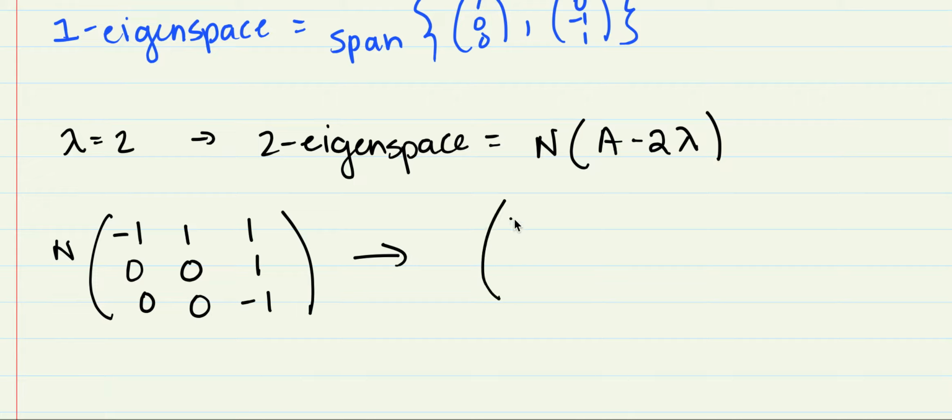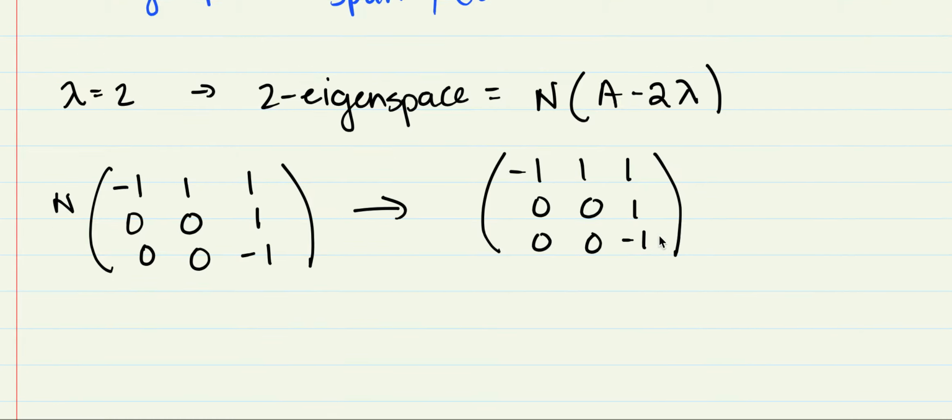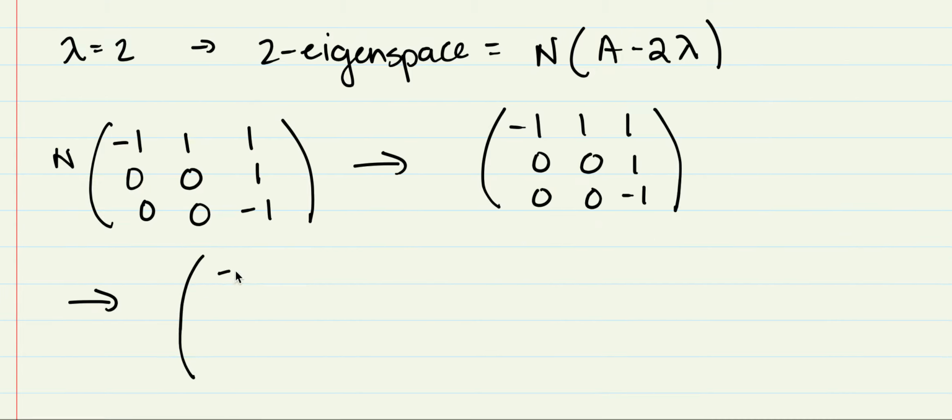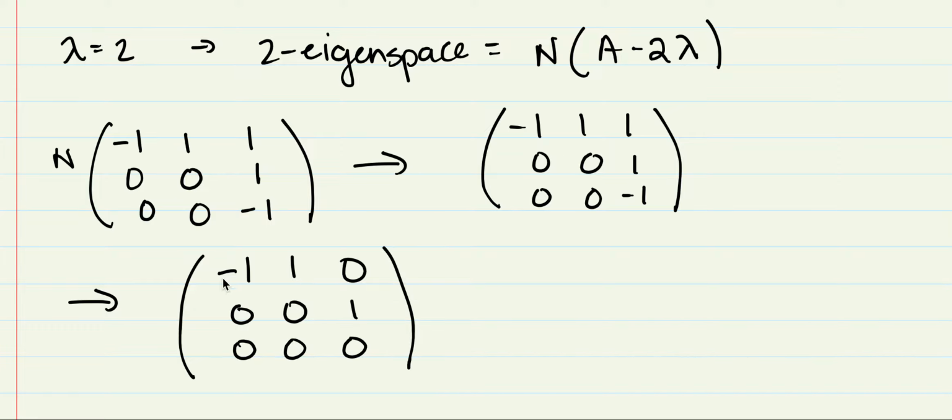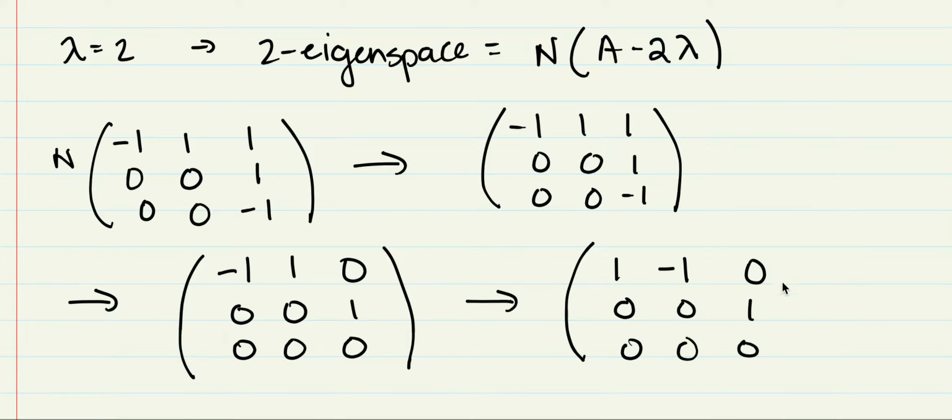So in other words, I want to put this matrix in reduced row echelon form. Well, we can get rid of this -1 and we can get rid of this 1 here because we have this row 0, 0, 1. So if I do that, I have -1, 1, 0, 0, 0, 1, 0, 0, 0. And then I'm going to make this pivot positive. So I have 1, -1, 0, 0, 0, 1, 0, 0, 0.